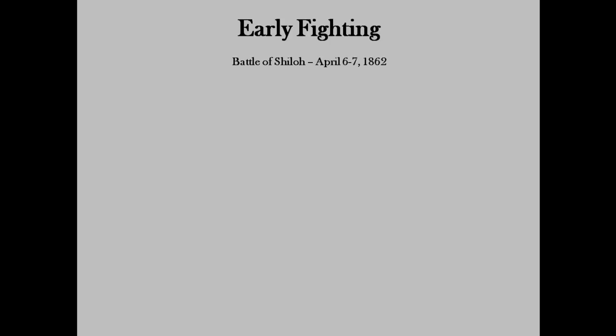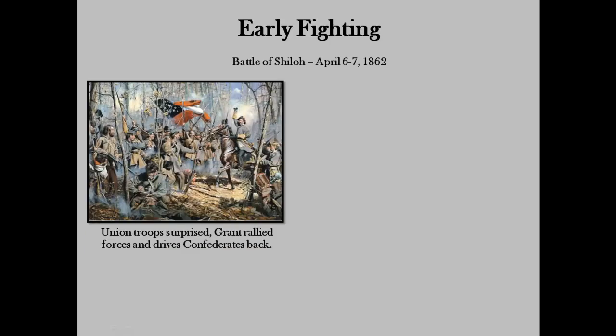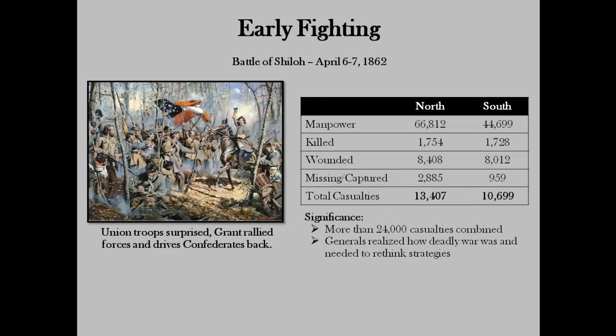At Shiloh in April 1862, Union forces were pushed back by Confederates before Grant rallied his troops and forced the Confederates to retreat. The fighting at Shiloh in southwest Tennessee was the most ferocious of the war, with more than 24,000 casualties in 2 days between the two armies. Casualties include killed in action, wounded, and captured or missing. Generals saw the carnage on the fields at Shiloh and would need to reevaluate the way they fought the war.